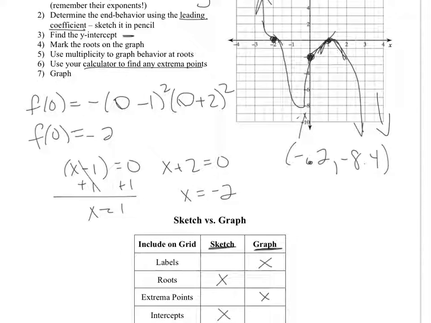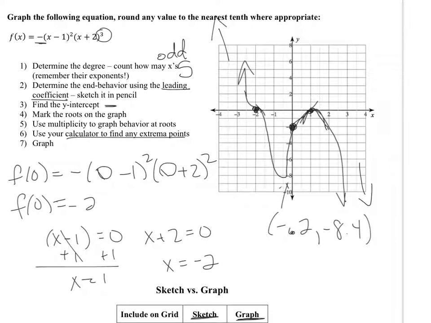So back up here, I probably should label. I did label my extreme point here. This is a minimum. These are my intercepts. Just label your graph: f of x equals negative x minus 1 squared. Just label everything that you can.